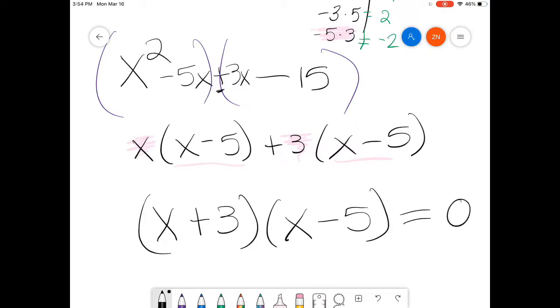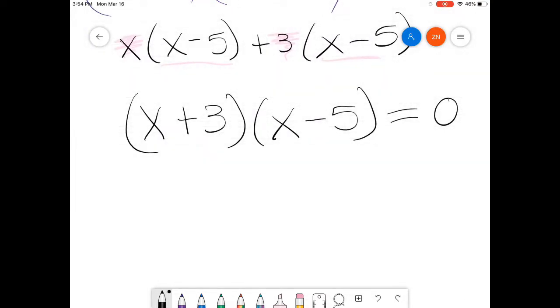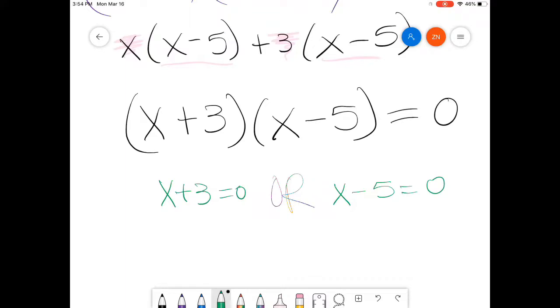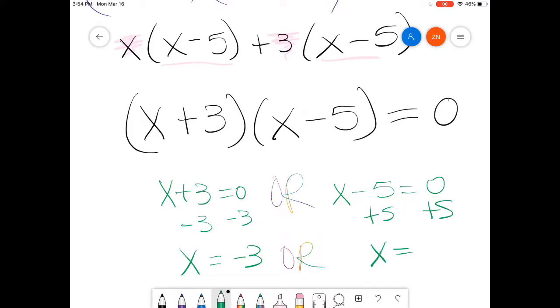Remember, this equals 0, so what are the solutions? If you're just taking a look, remember I told you you can just inverse the sign. So my solutions would be negative 3 and 5. Or use zero product property, x plus 3 equals 0, or x minus 5 equals 0. If I solve this one-step equation, I would have x equals negative 3. Or plus 5, x equals 5. And there's my solutions.